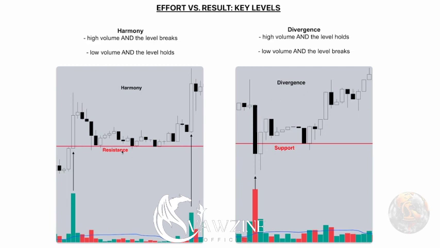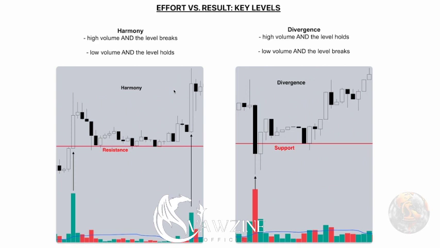When you have a key resistance or support, but in this example resistance, and we break out through it with high volume and the level breaks and holds, you then have a low volume retracement, and that level respects it with low volume. That is harmony. High volume breakthrough, failure to break back below, volume supports it, and sure enough, we then have another high volume move, breaking out, continuing the trend because it's harmony.